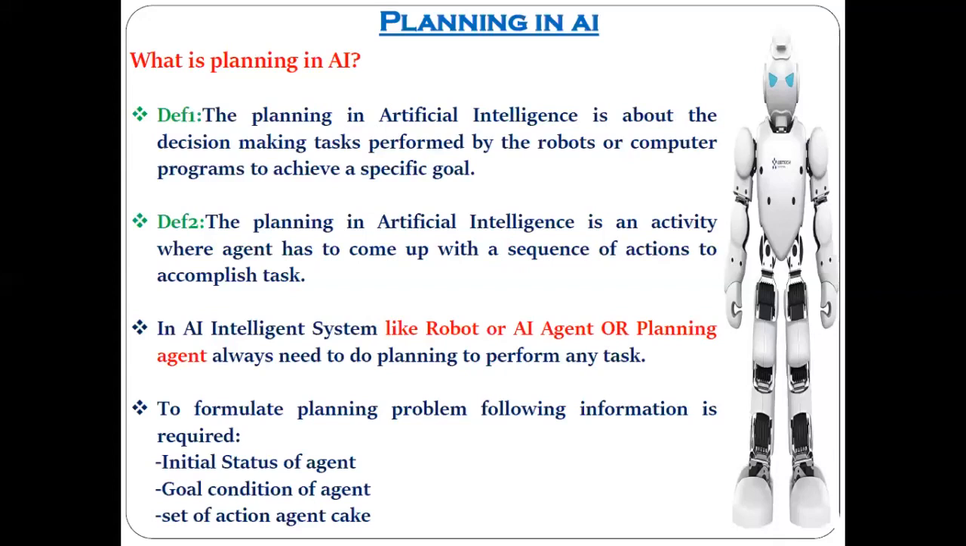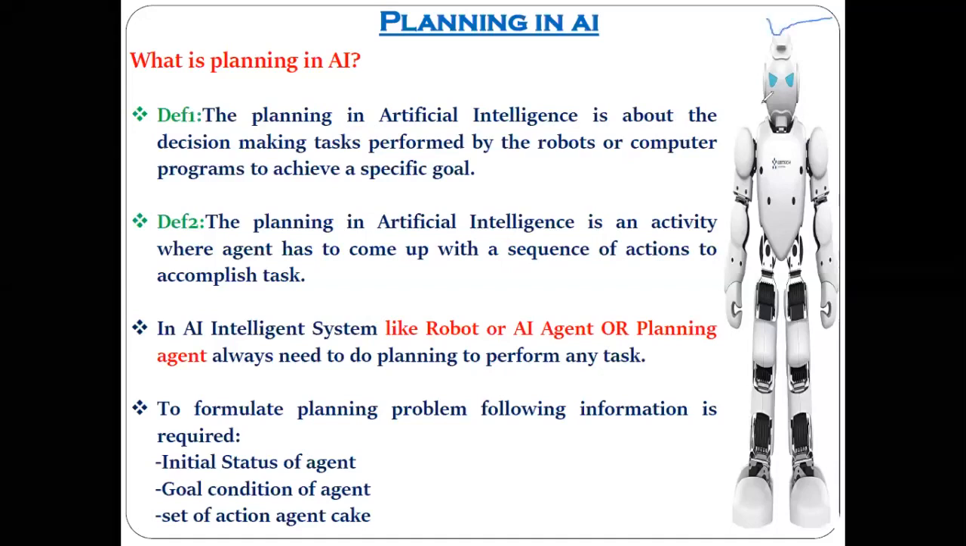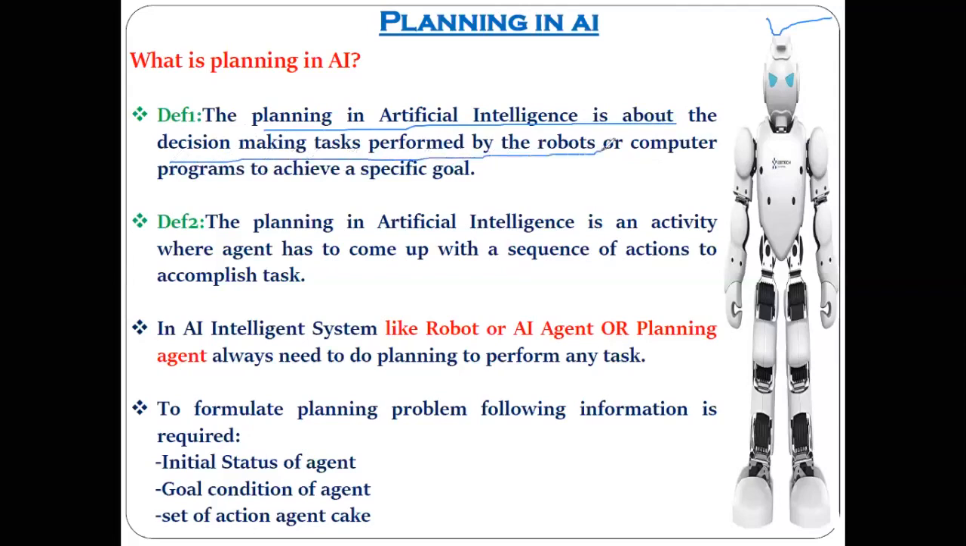So the same case is there in artificial intelligence also, or in case of the AI agent, that is robot also. Before doing any action, or before the AI agent or the robot reaches the goal state, it also needs to do some kind of planning. And that we refer to as planning in artificial intelligence. So planning in AI is nothing but the decision making task performed by robots or computer programs to achieve a specific goal.